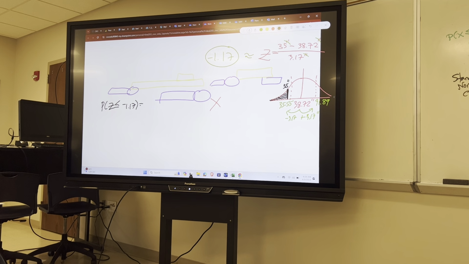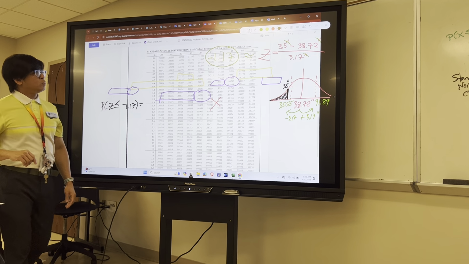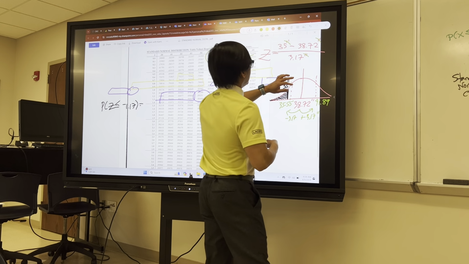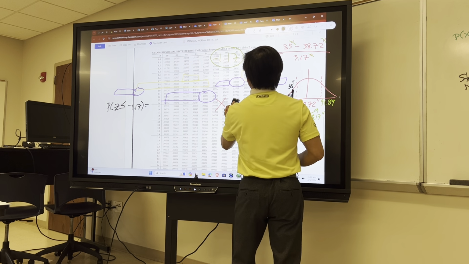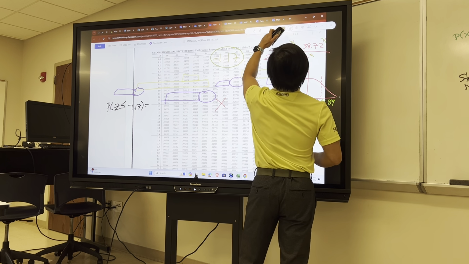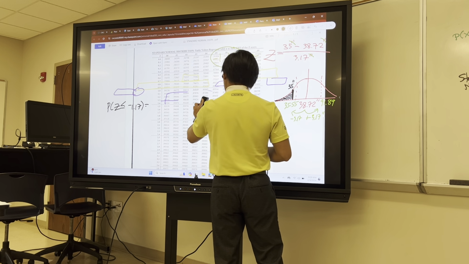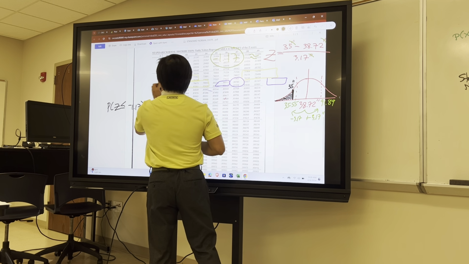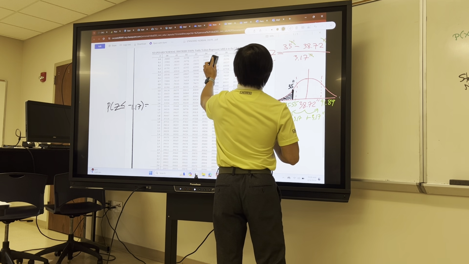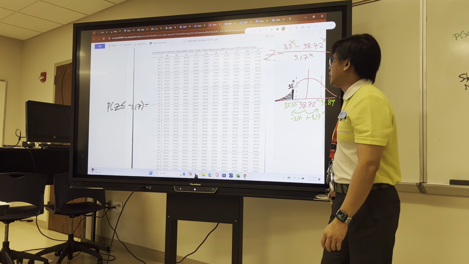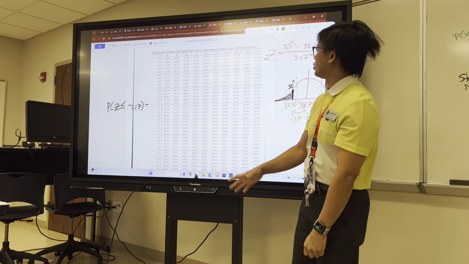So please hold on to your z distribution table like this one. This is our z distribution table. Let me just go ahead and erase this first before we continue. So, how do we even use this one? Where's the probability that your z is less than or equal to negative 1.72? How do we use this?